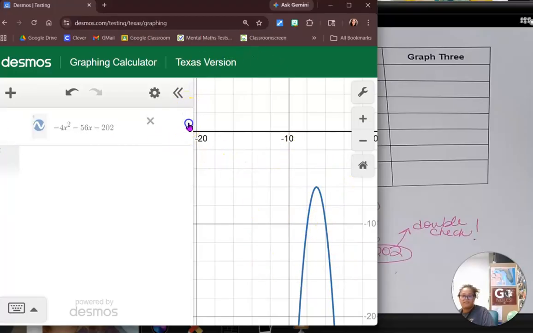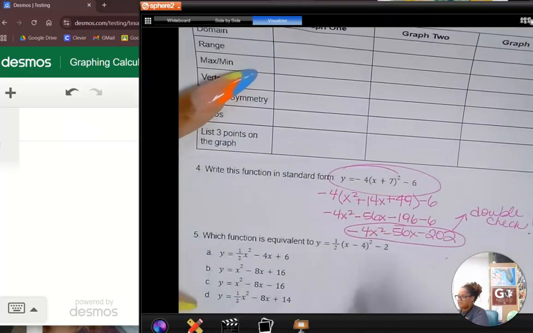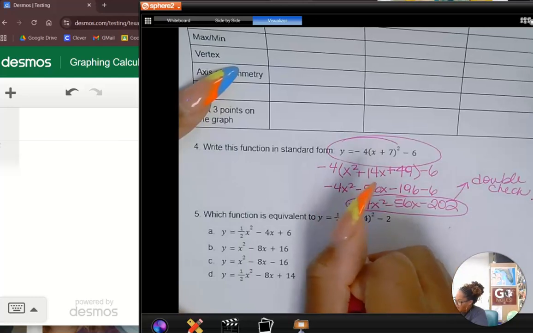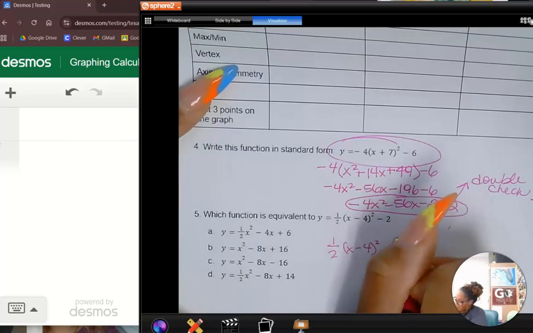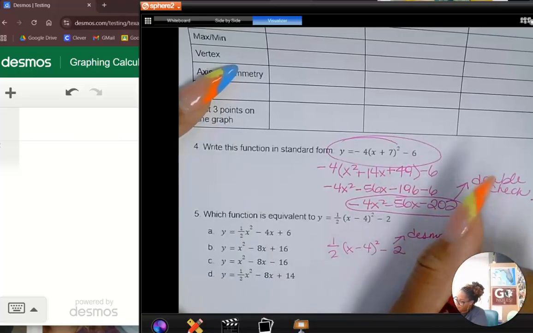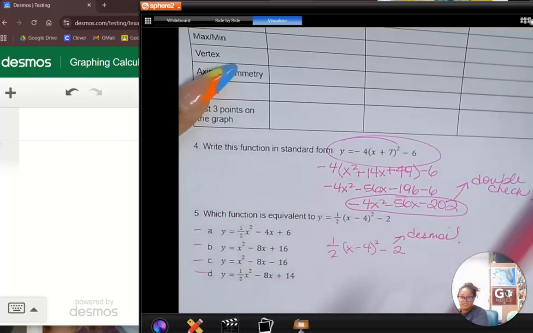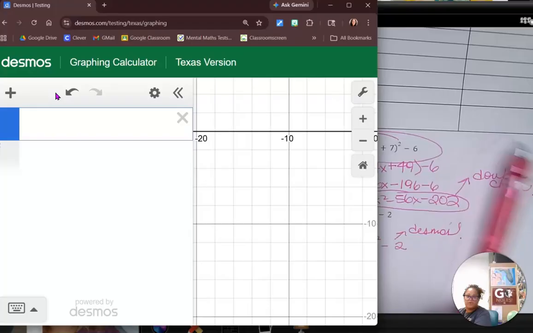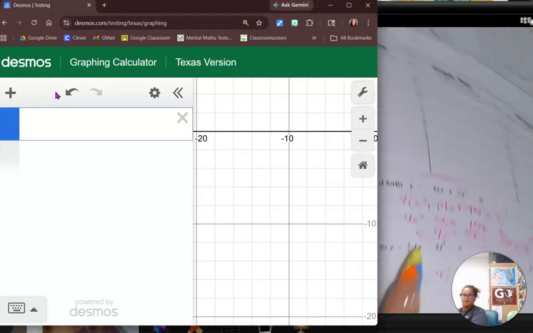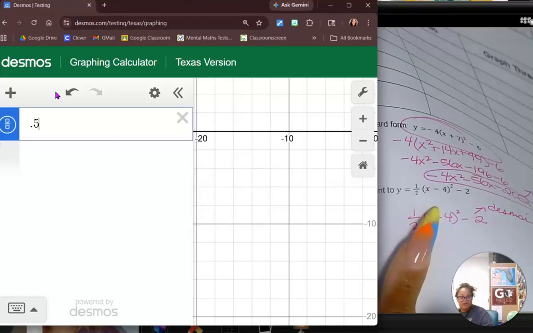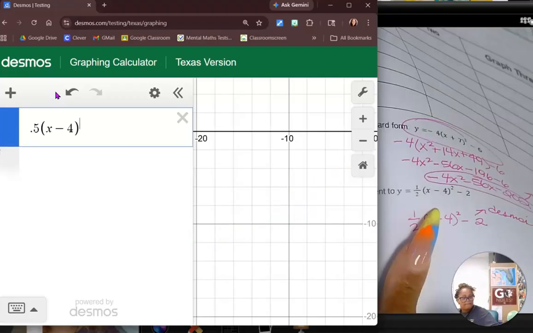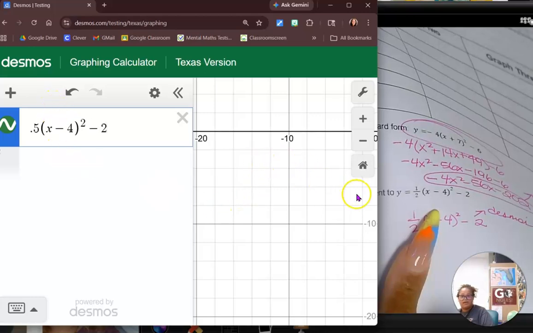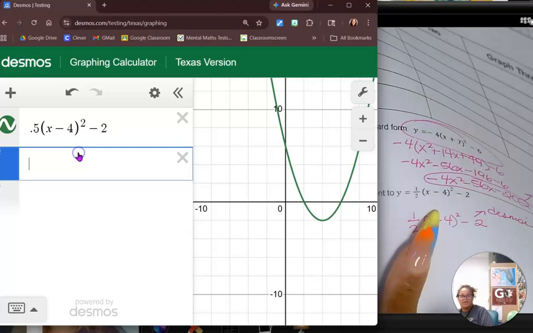All right, now that that's fixed, let me go on to this one. Again, this is a Desmos guy. 1/2 x minus 4 squared minus 2. Type it in Desmos. And then we're going to type each one of these in Desmos to see which one is correct. So we've got 1/2. I'm going to use 0.5 times x minus 4 squared minus 2. Hit the house button so I can see it. There she goes.